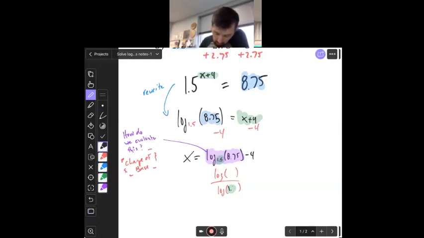So log of 1.5 would go on the bottom, and the log of 8.75 would go on the top. Then minus 4. Okay? And I can type that into the calculator just like that, as long as I'm good about closing those parentheses, just like we talked about on Tuesday. As long as you're good about closing those parentheses, you type it just like you would read it, and you'll be fine.